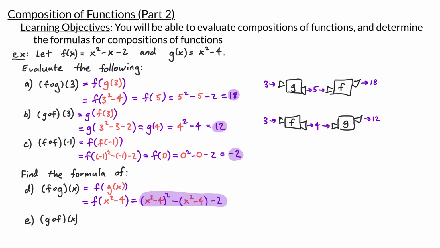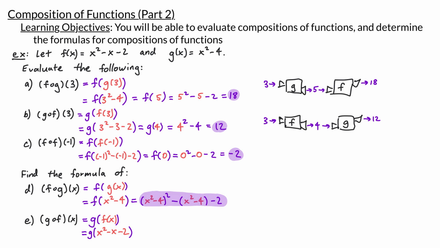Let's now look at the composition the other way around. Let's find the formula for g composed with f of x. Remember that g is the outer function and f is the inner function. So g composed with f of x is g of f of x. Again, to simplify this expression, we want to work our way from the inside out. On the inside, we have f of x, and the formula for f of x is x squared minus x minus 2. So let's replace that red portion with x squared minus x minus 2. And now we want to plug that into the g function.